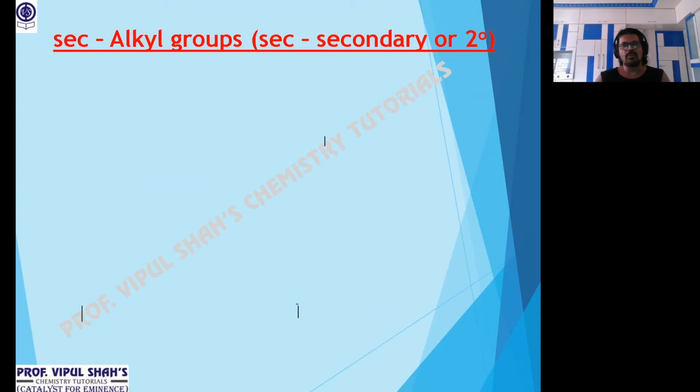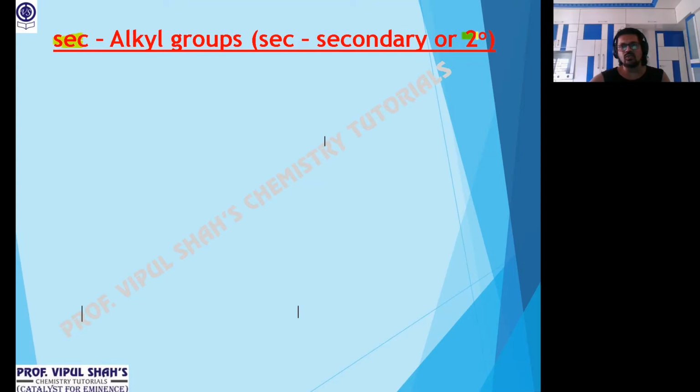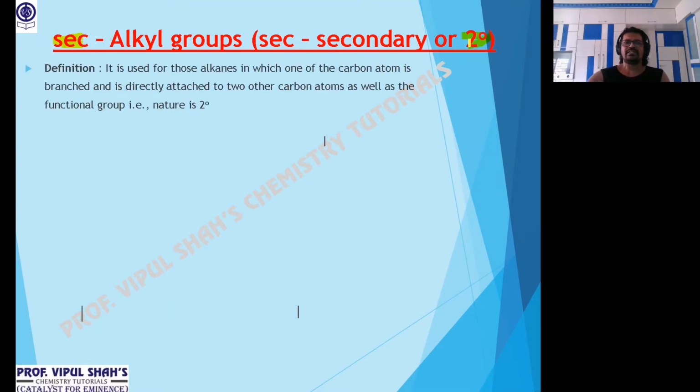Now comes one more possibility. That is what we call sec alkyl groups. Sec stands for secondary. Secondary means 2 degree carbon. How do I define it? It is used for those alkanes in which, in a continuous chain, one carbon atom is branched and directly attached to two other carbons as well as the functional group. Meaning in a continuous chain, one carbon is branched, the branched carbon is attached to two other carbons, and the functional group also should be directly attached. That's mandatory. Then only it's called sec.